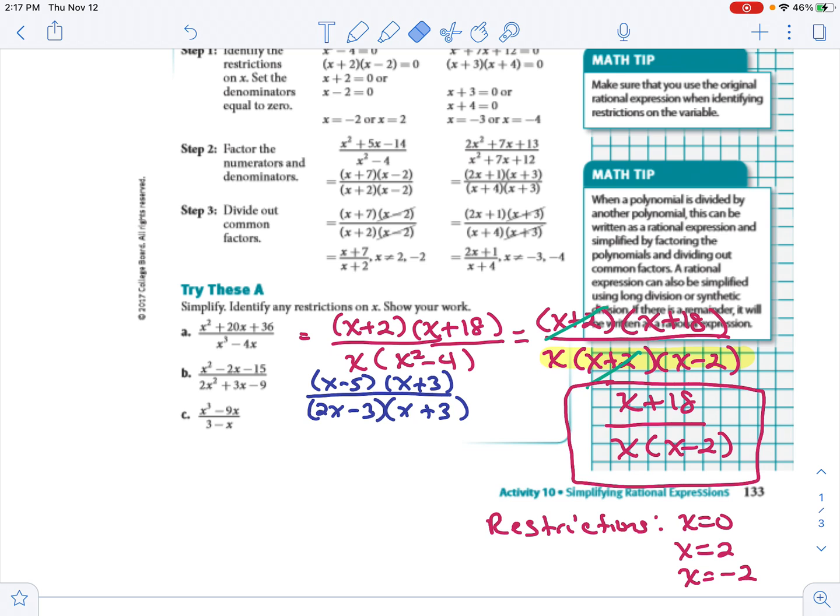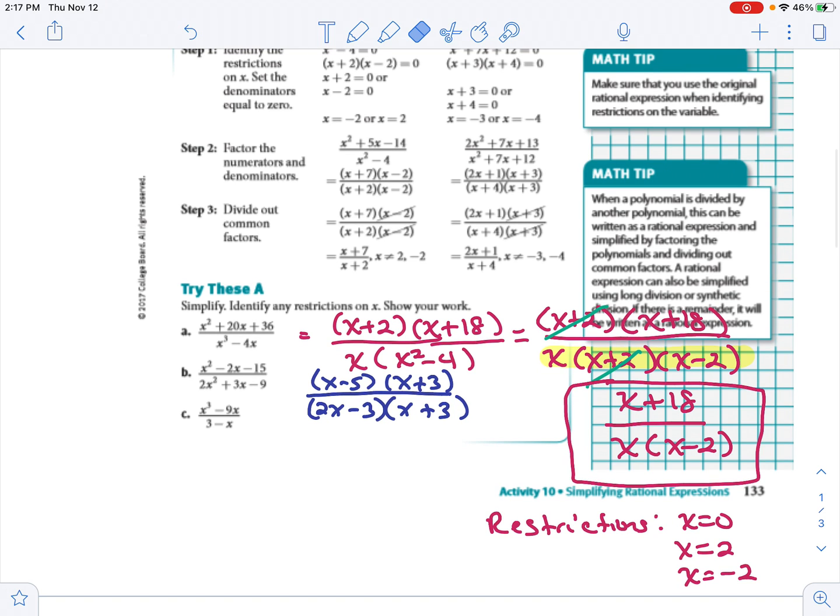So 2x minus 3, when does that equal 0? We can look at that. So 2x, I'll just do that over here. So 2x minus 3 equals 0 if we add 3 and divide by 2, when x is 3 over 2. And then x plus 3 equals 0 when x equals -3. So those will be our restrictions.